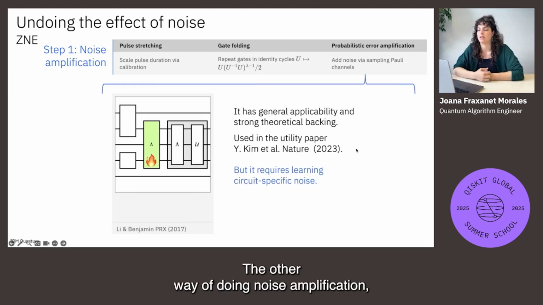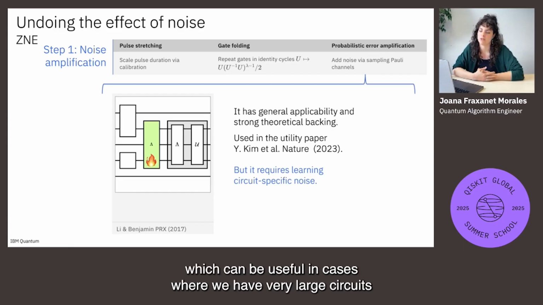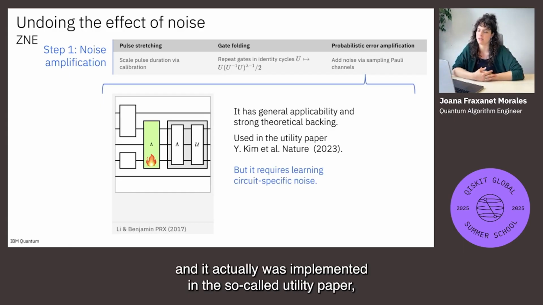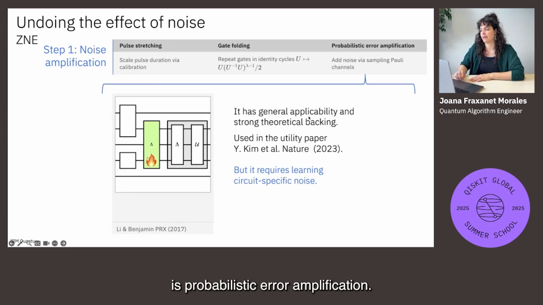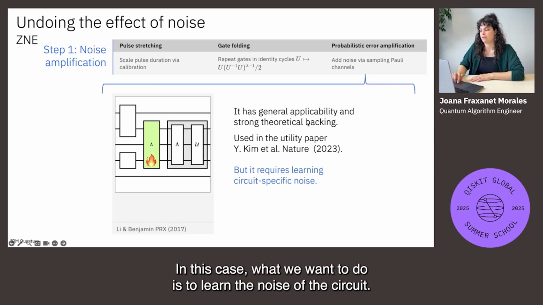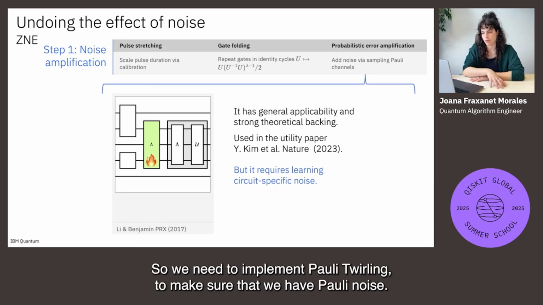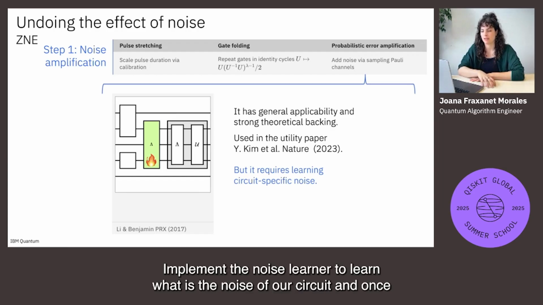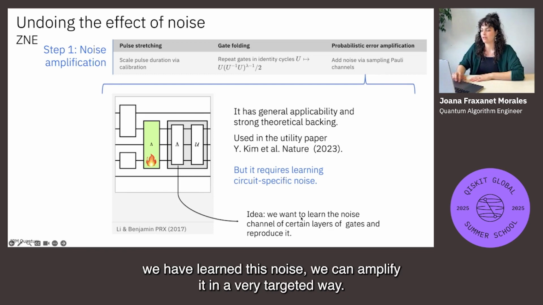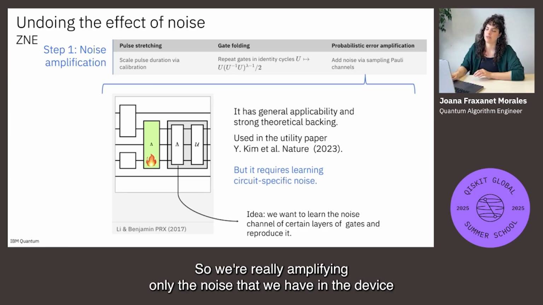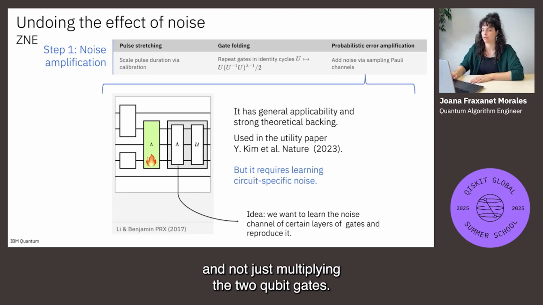The other way of doing noise amplification, which can be useful in cases where we have very large circuits, and which was actually implemented in the so-called utility paper, is probabilistic error amplification. In this case, what we want to do is to learn the noise of the circuit, and this is done using the noise learner that I was mentioning before. So we need to implement Pauli twirling to make sure that we have Pauli noise, and implement the noise learner to learn the noise of our circuit. And once we've learned this noise, we can amplify it in a very targeted way. So we're really amplifying only the noise that we have in the device and not just multiplying the 2-qubit gates.